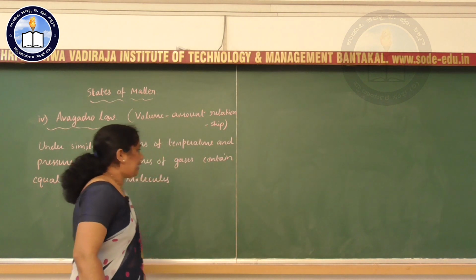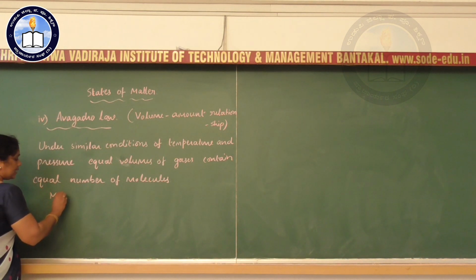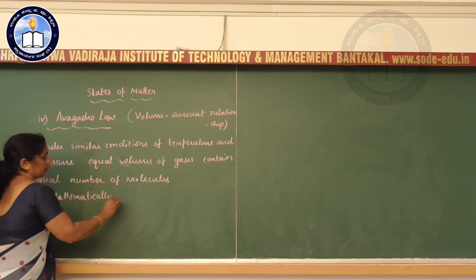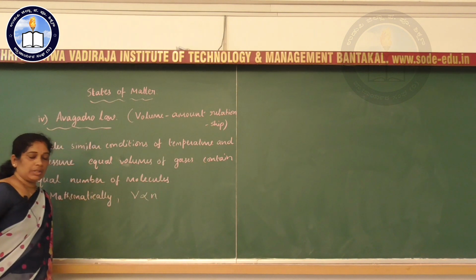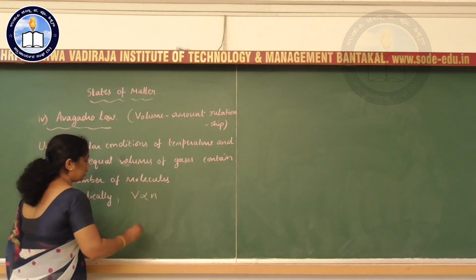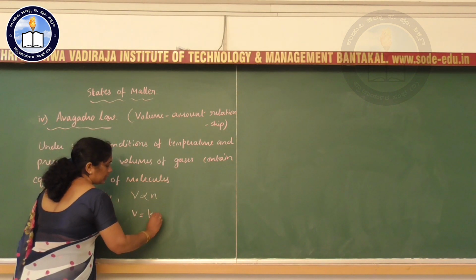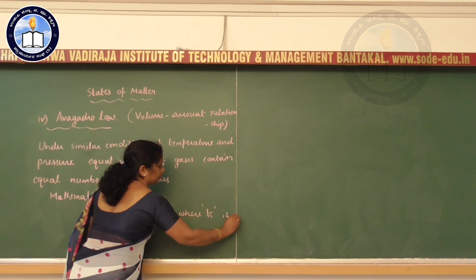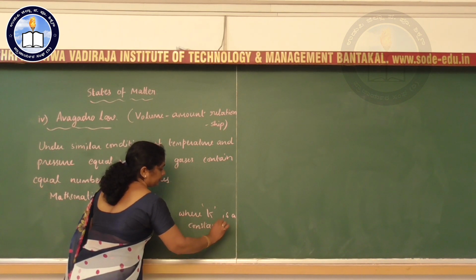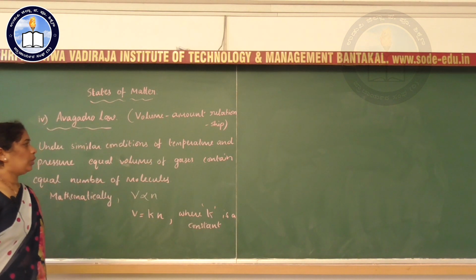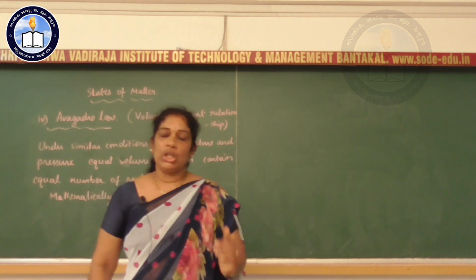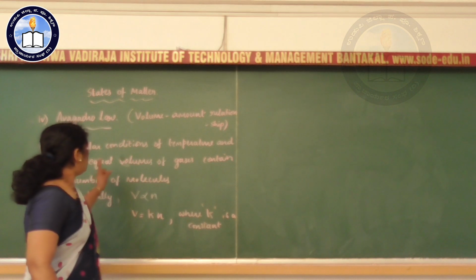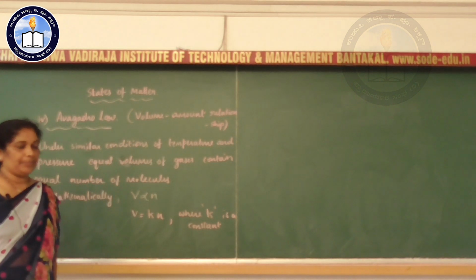So mathematically we can write it as volume is proportional to n, or V is equal to K into n, where K is a constant. So this is about the Avogadro law. Avogadro law relates the volume and amount under similar conditions of temperature and pressure. Equal volumes of gases contain equal number of moles.